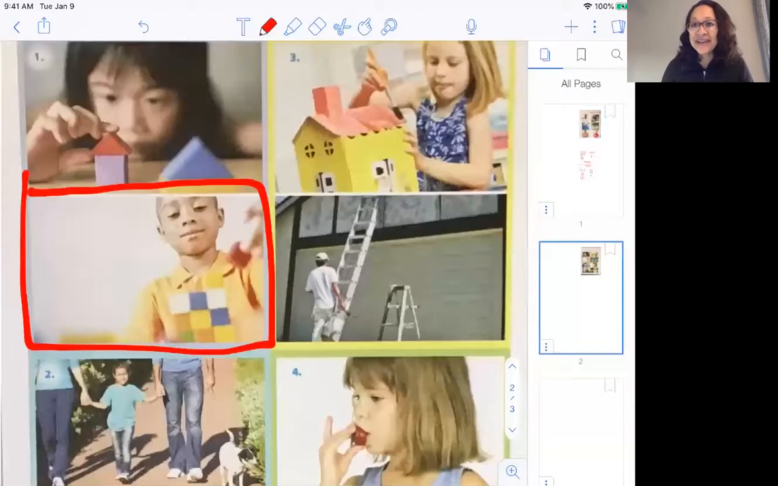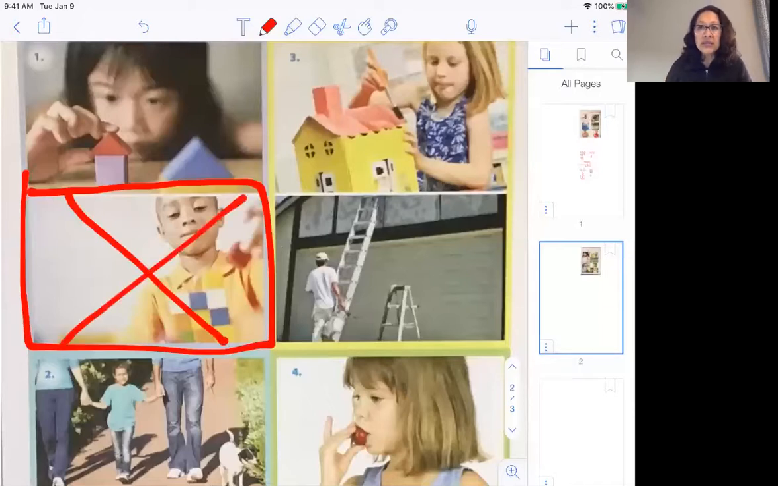What do you think? You're right, the little boy, because look how many blocks there are. There's 9 blocks plus the one he has in his hand. The little girl only has about 3 maybe, right? So we're going to put an X. That's what the directions say. Put an X over the little boy because it's taking him more time to build that structure.